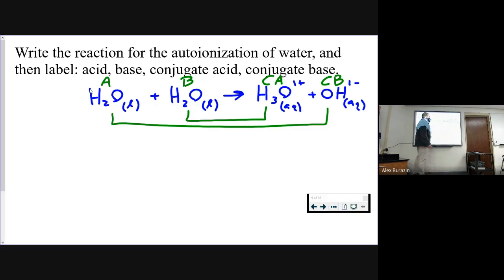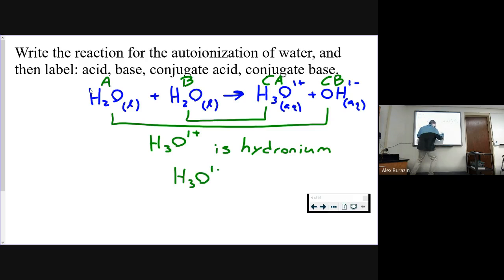Here's the deal. If I have acid, we normally just call it H1 plus, right? Hydrogen ions. All this is a hydrogen ion with a water attached to it. That's it. It's called hydronium. And H3O1 plus, for all intents and purposes, is the exact same thing as H1 plus. They are equivalent for what we're up to.